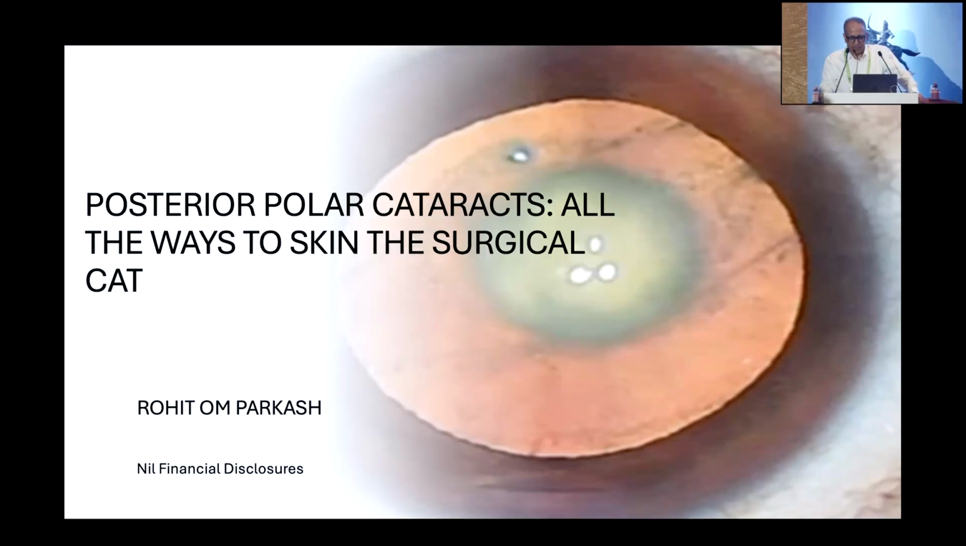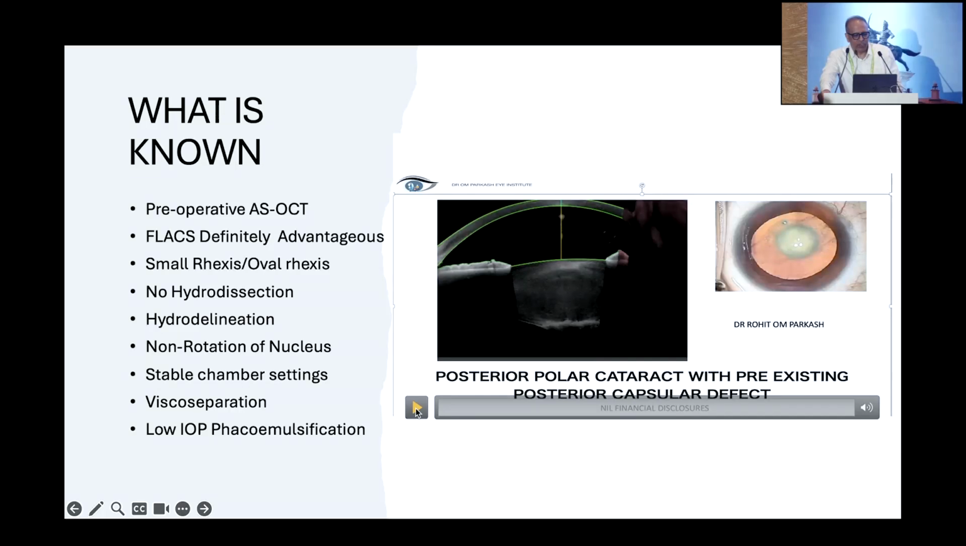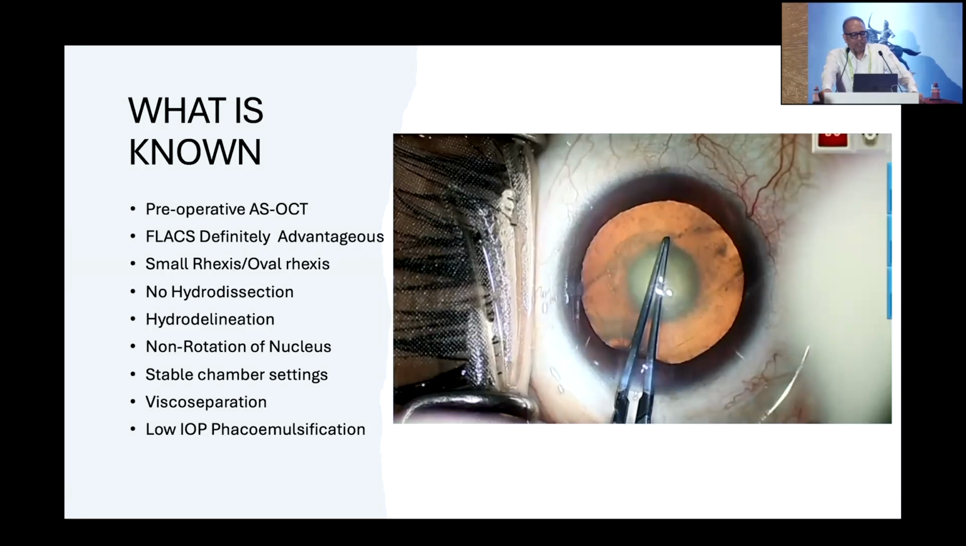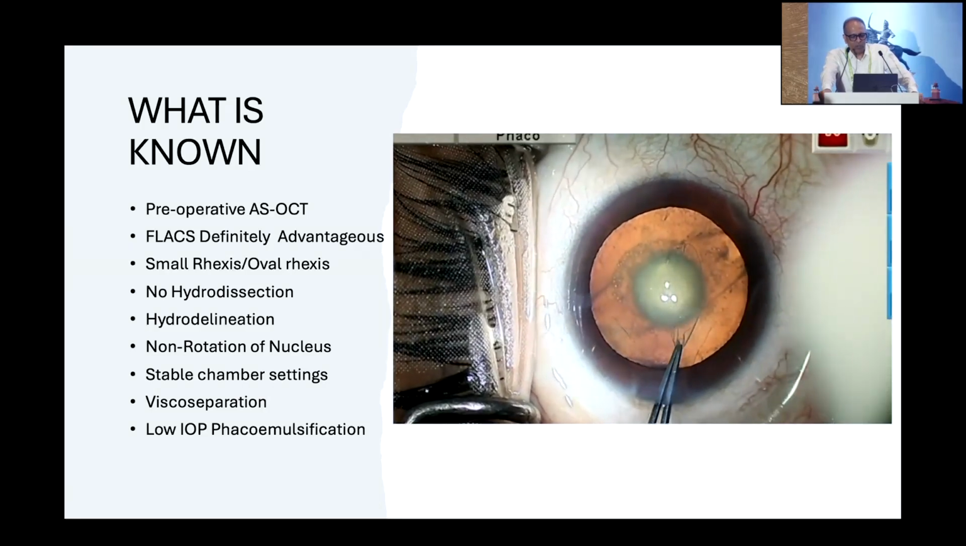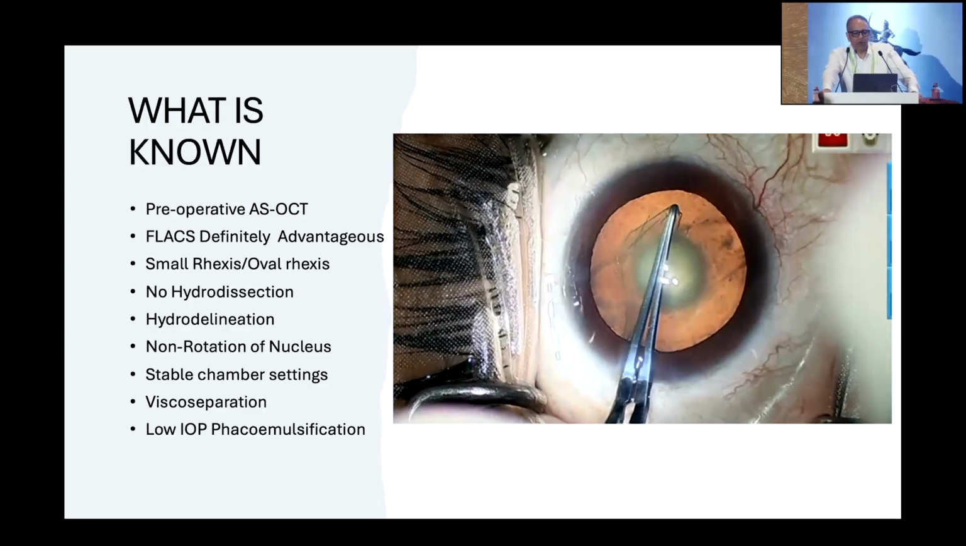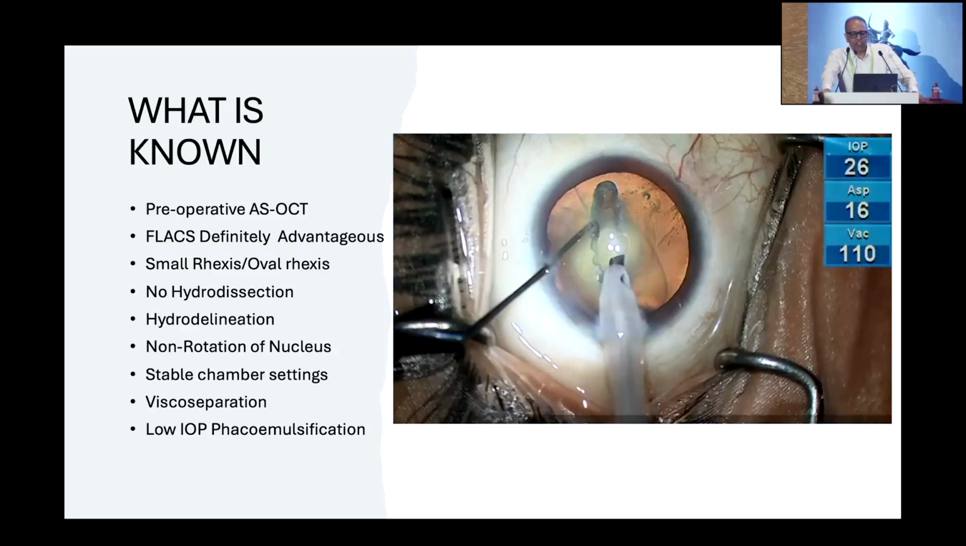So I would be taking up posterior polar cataracts, all the ways to skin the surgical cat. What is known is that preoperative anterior segment OCT is very important because it helps us diagnose whether there is a pre-existing posterior capsular defect or not. This has been shown by Pujara et al. And flax also has a very important role, which I will talk about later. A small rhexis or an oval rhexis is very important, as Kiranjeet Singh has shown in his oval rhexis technique in posterior polar cataracts.